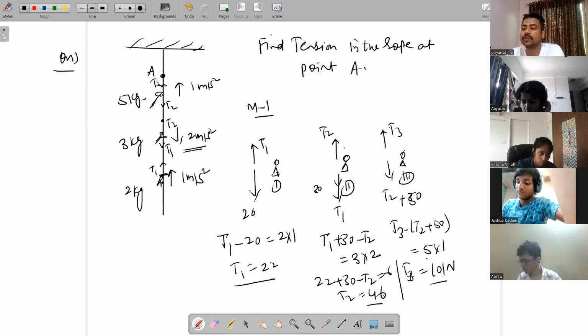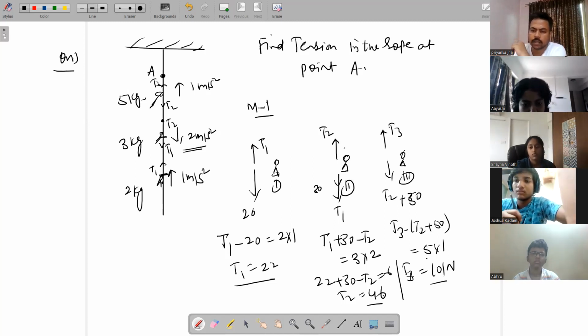Now we'll apply the concept of system of particles. How? I'll show you. Everyone understood, right? So how did we get T1 plus 30 minus T2 equal to 3 into 2?